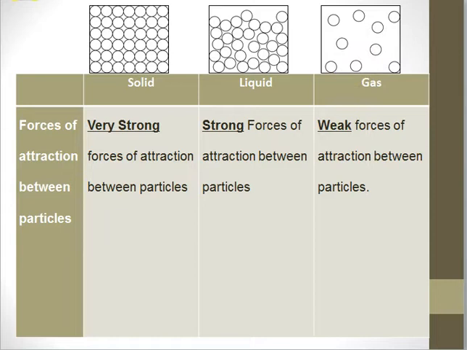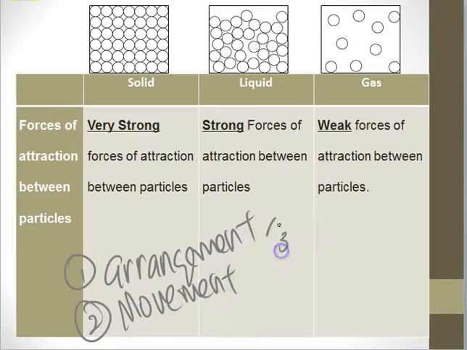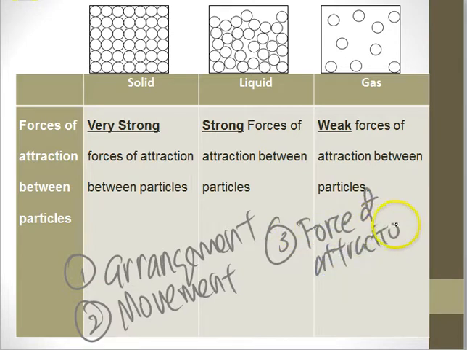So this is how we use the KPT to describe the various states of matter, in terms of three different things. First, we talk about the arrangement. Second, we talk about the movement. And the third one, we talk about the force of attraction. These are the three things that we talk about using KPT to describe solid, liquid, and gas, the three different states of matter.